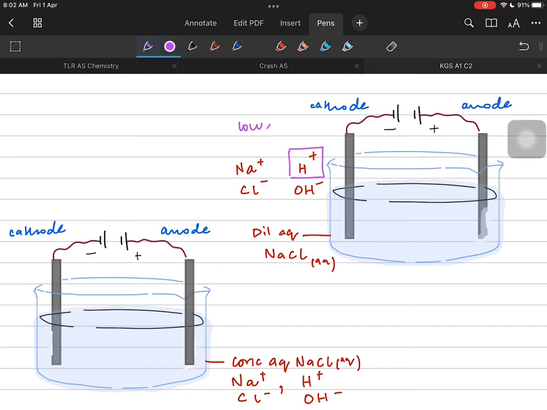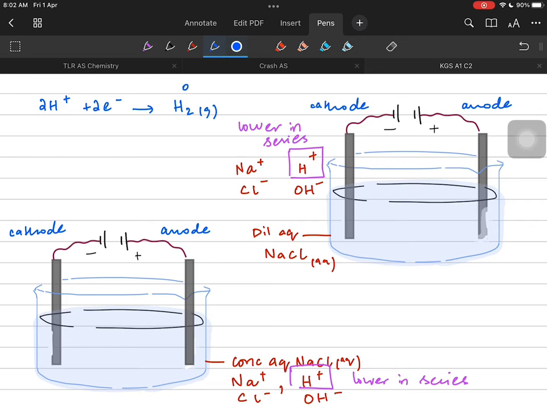Compared to sodium ions and chloride ions, H plus ions are lower in the series. I'm writing it with a purple pen that H plus ions are lower in the electrochemical series in both cases, right? So there's no role of concentration over here. So H plus ions will discharge at the cathode. H plus ions will gain electrons, forming a hydrogen molecule, because H never exists alone. It's never monoatomic, it's a diatomic gas.